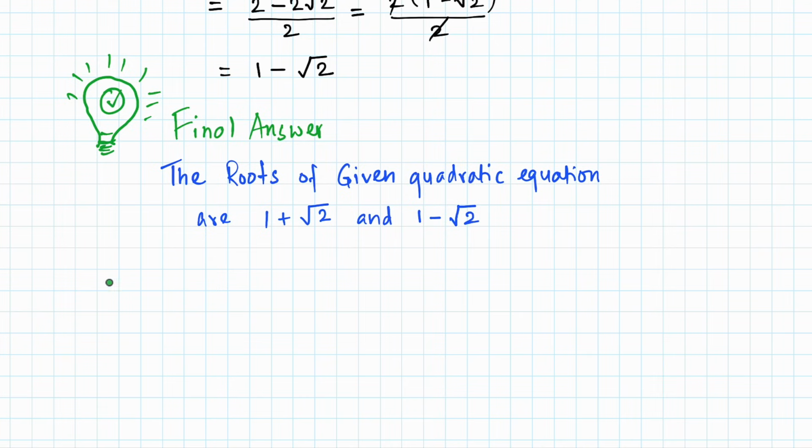So this is easy. If you see the three different problems, they are of different types. In the first case we got integers, in the second case we got fractions, and in the third we got the roots as irrational numbers.